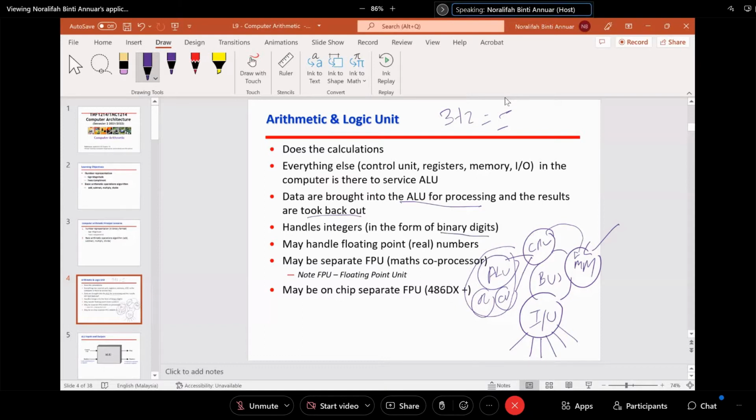So may handle floating point, okay, real number, for example, that we have 0.1 1 1. Kita belajar kan macam mana nak convert. We already learn this, I think, in lecture 2. Maybe separate from this coprocessor. If you are having more than one processor, maybe on chip separate. This is just much important, yeah. Okay, because I want to focus on the calculation part actually.